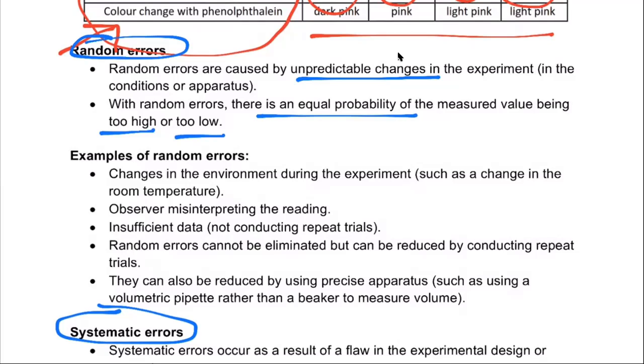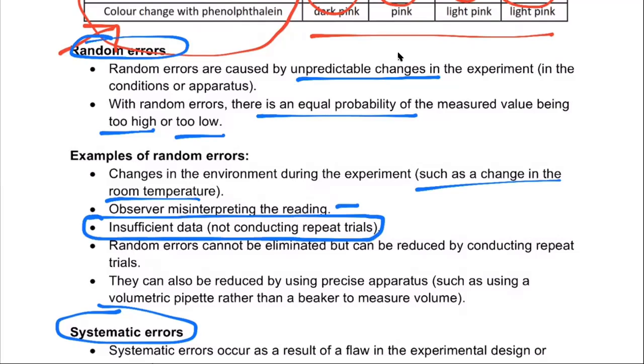And it's caused by things like changes in the environment, like maybe the room temperature changed. You can't control that. It could be you misinterpreting the reading on something. It could be, this is the biggest one that we usually have, is insufficient data. Insufficient data means that usually you didn't complete enough trials to collect enough data.